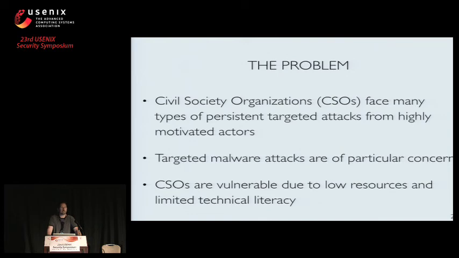So the problem is that civil society organizations face many types of persistent targeted attacks. So these are the APTs that everybody's always talking about. Targeted malware attacks are of particular concern because these civil society organizations don't have the resources, they don't have the budgets, they don't have the time, they don't have the technical knowledge to defend themselves adequately against these targeted attacks.